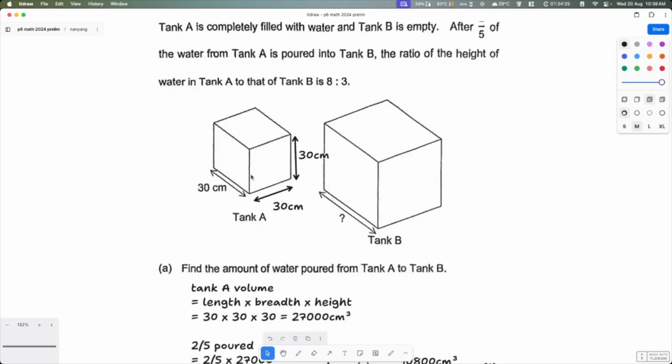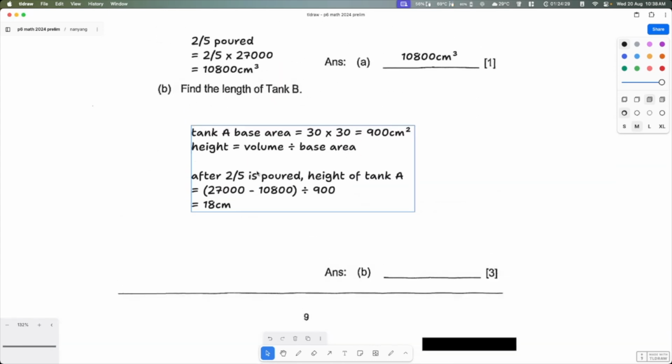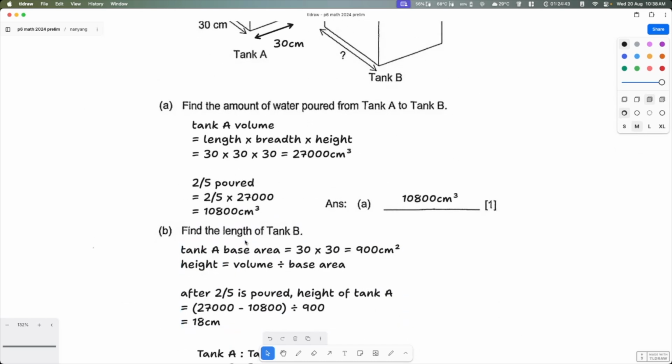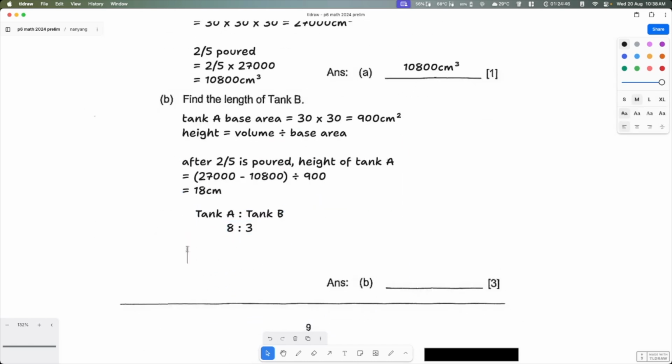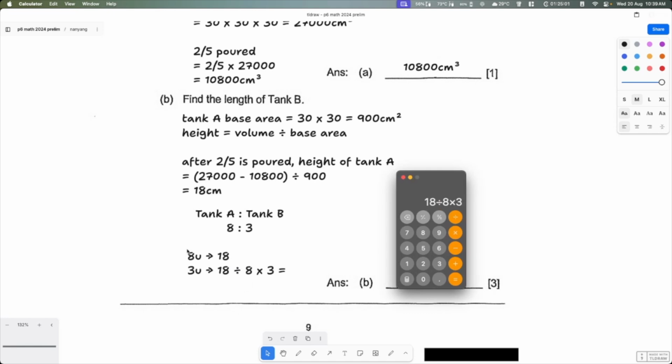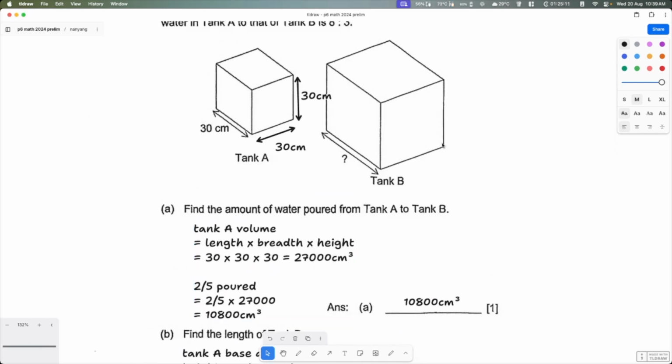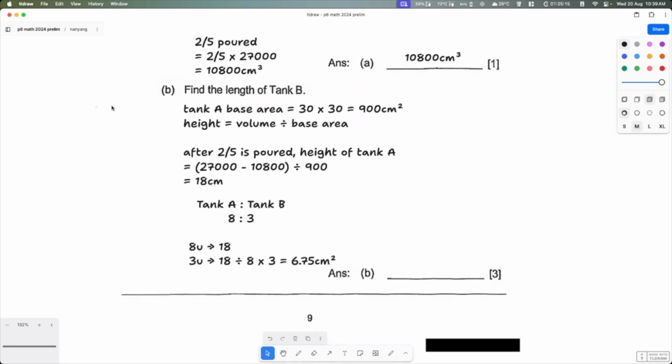So we know tank A to tank B is 8:3. That means if 8 units is equal to 18, then 3 units is equal to 18 divided by 8 times 3, which is 6.75 centimeters. So that's the height of tank B.